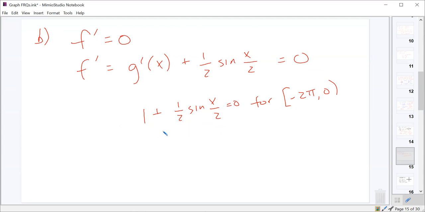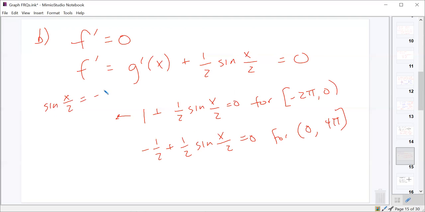And then the other one, what did we say was negative 1/2, plus 1/2 sine x over 2 needs to equal 0 for 0 to 4 pi. And so now we'll just solve those. So the first one gives us, if we subtract the 1 over and then multiply by 2, the sine of x over 2 equals negative 2. When does that happen? When you take the sine of something and get negative 2. Never, because sine is only between negative 1 and 1.